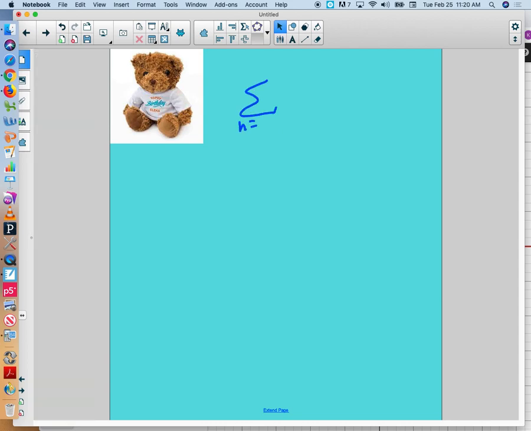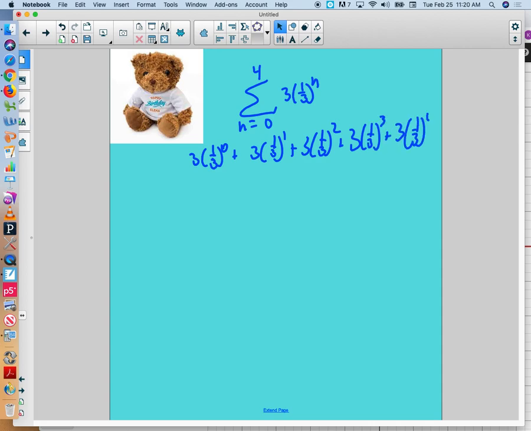Let's do this one. As n goes from 0 to 4 of 3 times 1/3 to the n power. So I have 3 times 1/3 to the 0, 3 times 1/3 to the first, 3 times 1/3 to the second, 3 times 1/3 to the third, and 3 times 1/3 to the fourth. So now I'm not even looking at that anymore. I want to add up these 5 terms. All right, so my terms are going to go 3, 1, 1/3, 1/9, 1/27.